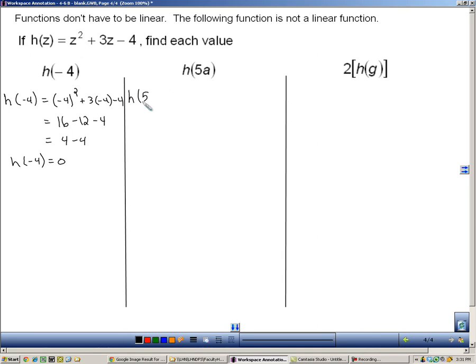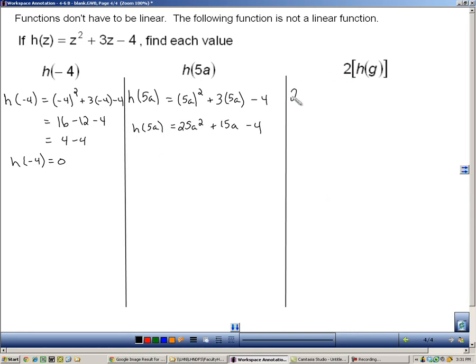Now h of 5a, don't be shaken by the other letter there. Don't worry about that. Just in place of the z, you're going to put 5a. So instead of z squared, I put 5a squared. Instead of 3z, I put 3 times 5a, and then minus 4. And then do whatever algebra you can do. When you square 5a, you get 25a squared. 3 times 5a is 15a, and then minus 4. None of those are like terms, so that's as simple as I can get it. I end up with a trinomial. This is why this one's a little more complicated, but the procedure is still the same.